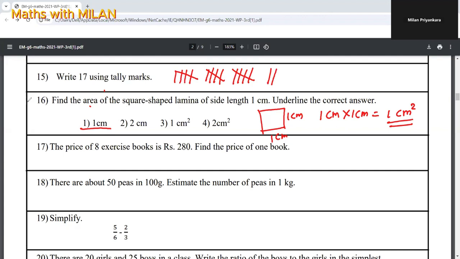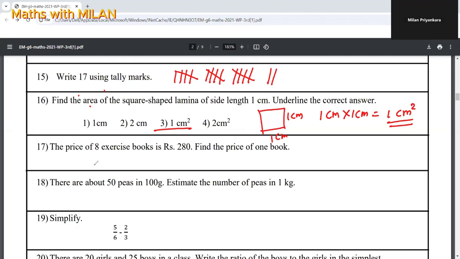Actually, you cannot write this as 1 centimeter, right? You need to write this one. This is the answer: 1 centimeter squared. This answer is wrong, right? This is not 1 centimeter. It has to be 1 centimeter squared, right? So if you don't do the rough work, you will make mistakes. Therefore, please do the rough work. I also get the right answers because I do the rough work.